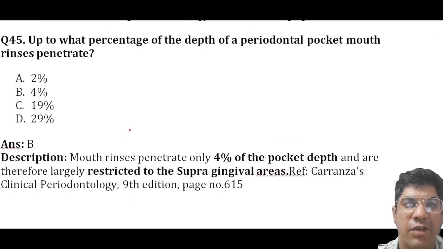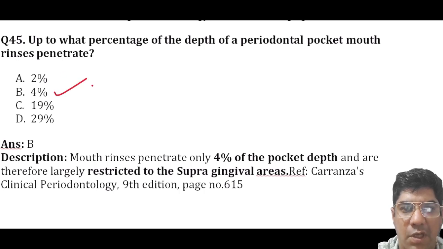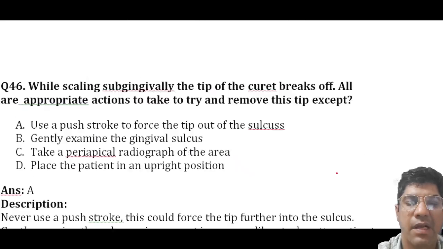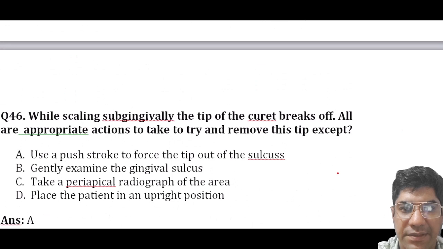Up to what percentage of depth of periodontal pocket do mouth rinses penetrate? The answer is 4%. That means mouth rinses can effectively penetrate only about 4% of the depth of a periodontal pocket, so they are largely restricted to supragingival areas. Mouth rinses are less effective in reaching and cleaning the deeper portion of the pocket where bacteria and debris can accumulate.